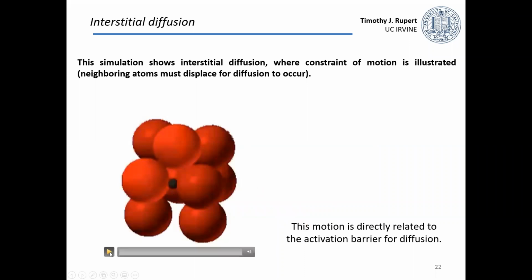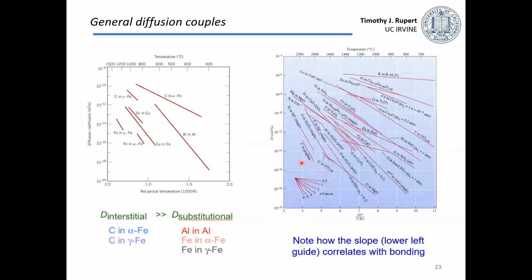This little simulation is just showing an interstitial shifting around in those empty spaces, and that motion and that mechanism is going to be related to the barrier for diffusion. And that shows up in these material properties. So let's look first at this plot on the left. This is diffusion coefficient versus inverse temperature. Again, the slope of that gives me an activation energy.